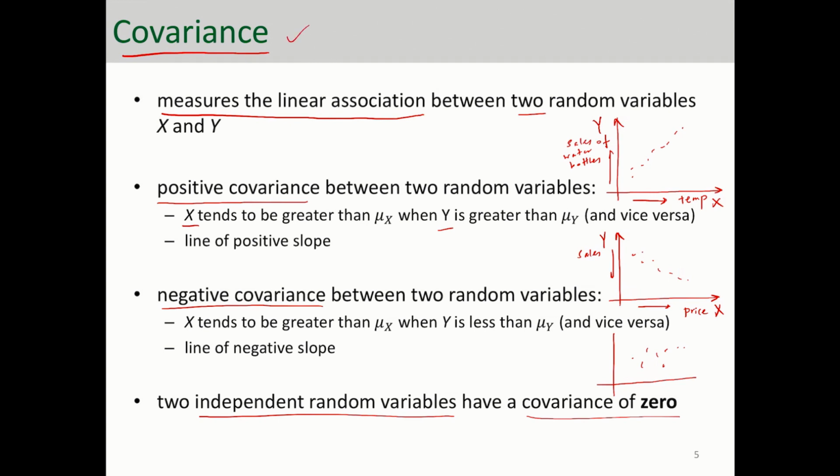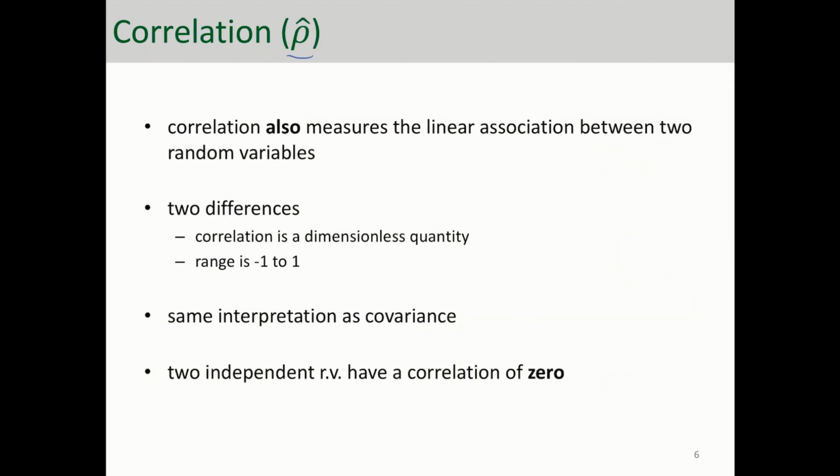Very similar to covariance, we have correlation. Correlation, which we show with rho hat, also measures the linear association between two random variables. But the good thing about a correlation is that it's dimensionless and it's between -1 and 1. So it changes in that range between -1 and 1. Let's assume that here is -1, the absolute minimum correlation that you can ever see, and +1, which is the perfectly positively correlated situation. And in the middle, you have 0.